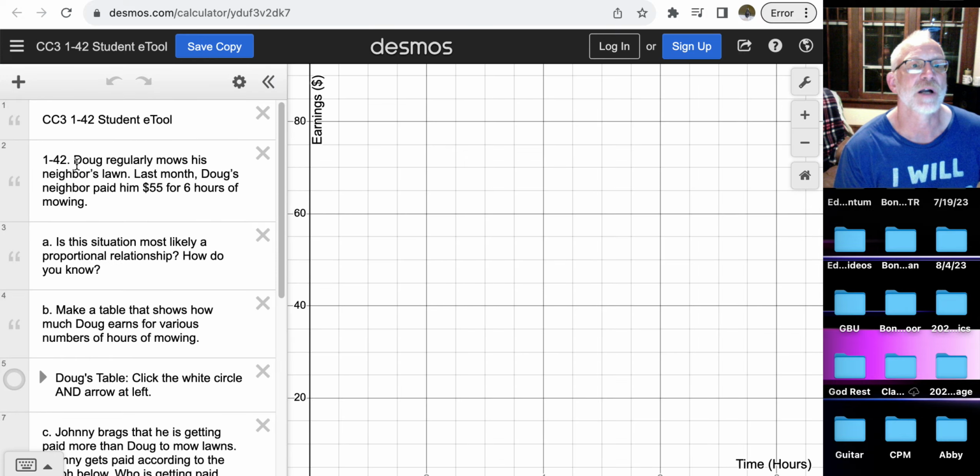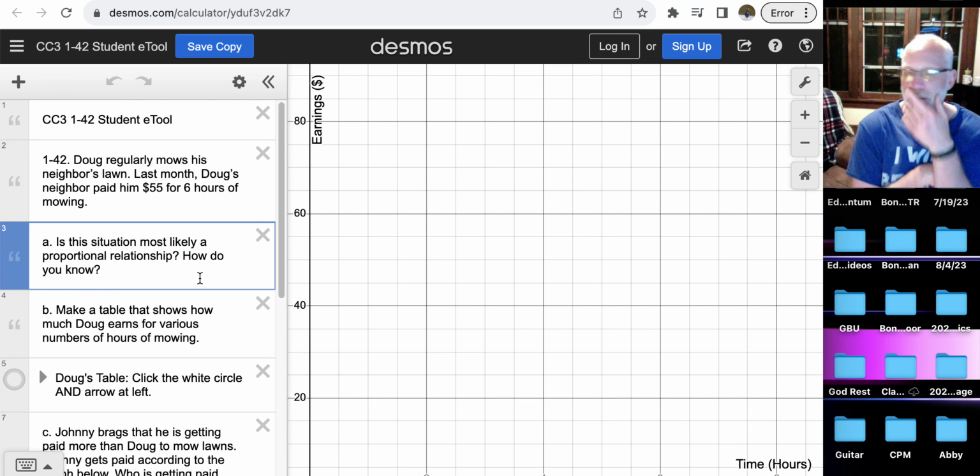It says, Doug regularly mows his neighbor's lawn. Last month, Doug's neighbor paid him $55 for 6 hours of work. And then I'm going to say, is this situation most likely a proportional relationship? How do you know?